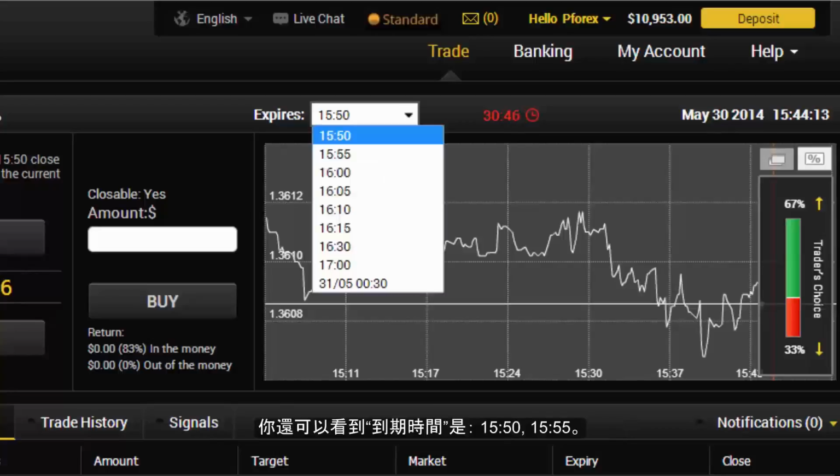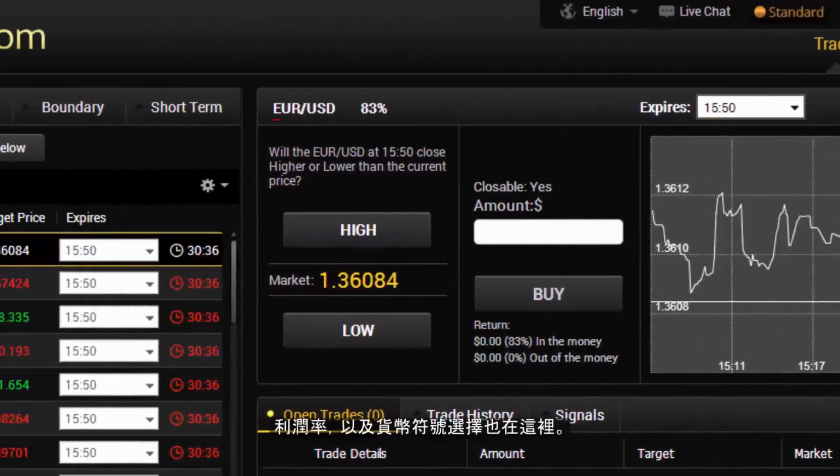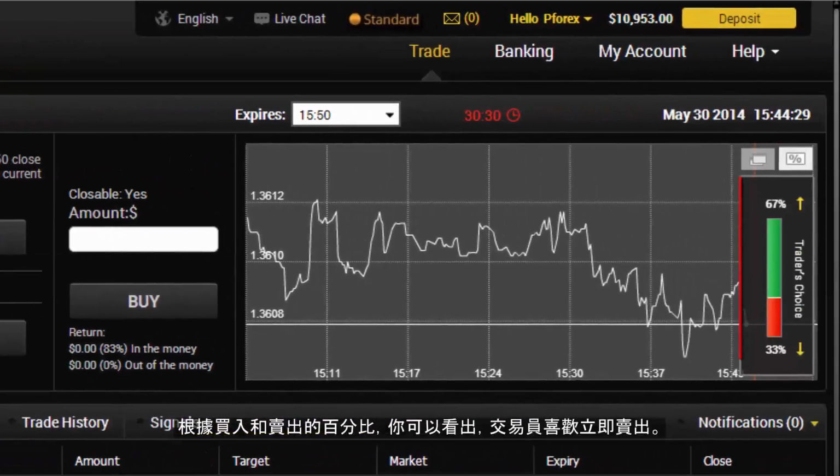The expiry times, as you can see, are 15:50, 15:55. The percentage of the profit and the symbol chosen are shown here as well. The percentage of selling and buying assets, which by looking at, you can see that traders like to sell immediately.